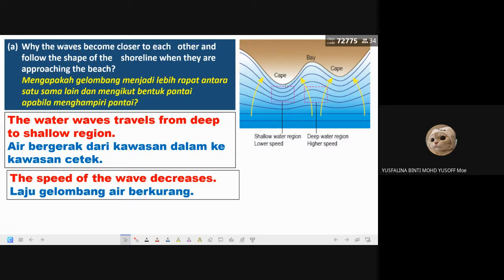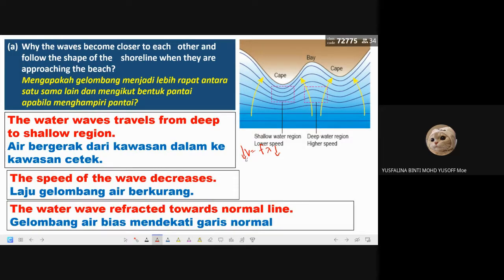As we already saw just now, if the depth of the water decreases, the wavelength also will decrease. When the wavelength decreases, the speed also will decrease because of this equation. So the water wave is refracted towards the normal line.